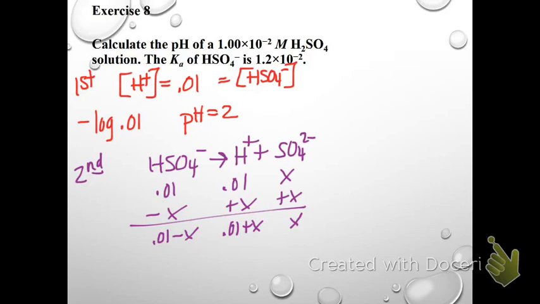Did you mean for that x under SO4? No, I did not. You're right.